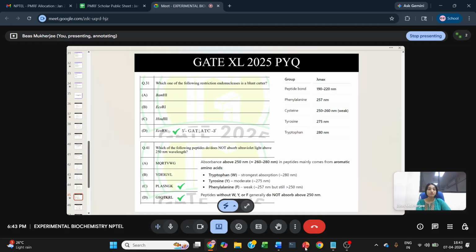So absorbance above 250, that is 260 to 280 nanometer in peptides, mainly comes from aromatic regions, right? So tryptophan has the strongest absorption, tyrosine moderate 275, phenylalanine is 257 nanometer, but still more than 250. So peptides without the aromatic residue do not absorb above 250 nanometer. So you can see that the last two peptides, they do not have any aromatic residue, so they are the ones that do not absorb above 250 nanometers.